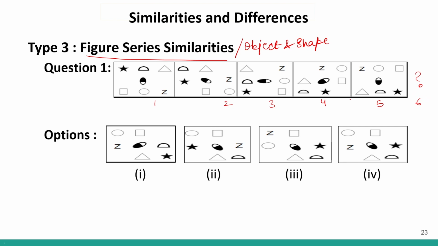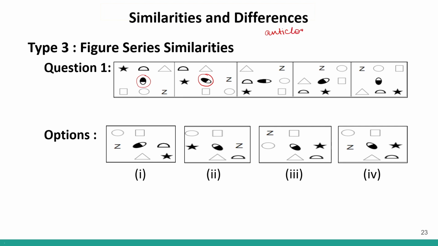Okay. Now, if I look at this question and let us see the middle term. So this middle term, from this position, it came to this position. That means it rotated anti-clockwise. How many degrees? 45 degrees. Correct? From here to here, it again rotated anti-clockwise 45 degrees.